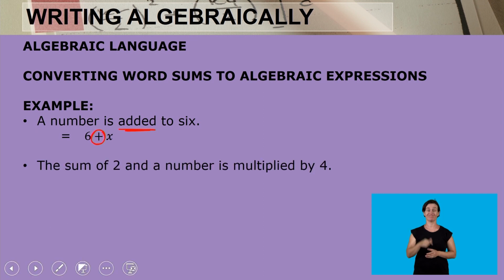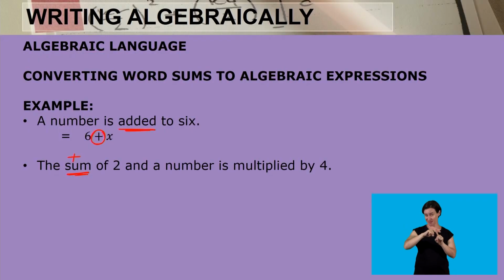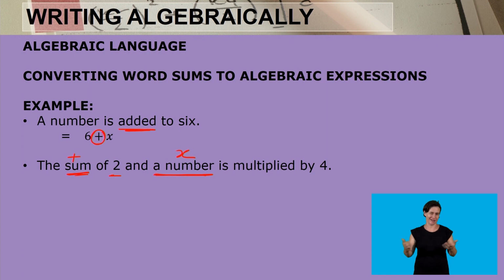The second example that we are given here is the sum of 2 and a number is multiplied by 4. So do we know what operation we are going to use if the statement says the sum? Well, if you are thinking of a plus, then you are correct. But what are we going to be adding here? We are going to be adding 2 and a number. So we already know that the value of 2 is 2, of course. And what are we going to use in place of a number? Well, since we do not know the value of that number, we are going to be using an x. And of course, the result of that is going to be multiplied by 4.